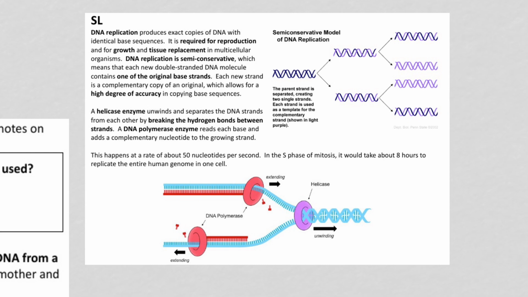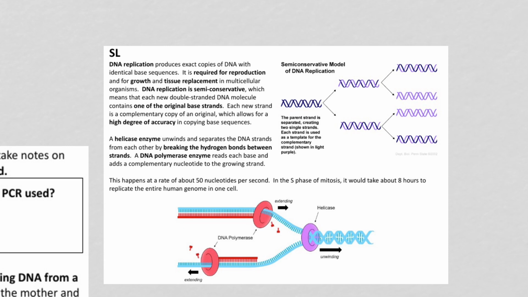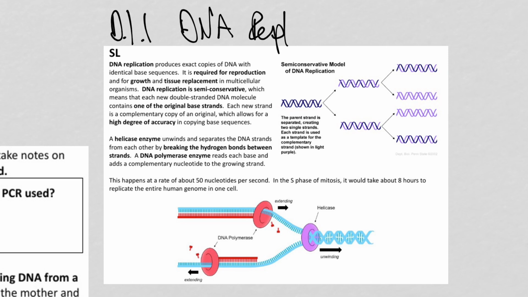Let's do the SL review notes for D1.1, and that is DNA replication. So the point of DNA replication is to produce exact copies of DNA with identical base sequences. This is required for reproduction and for growth and tissue development in multicellular organisms.